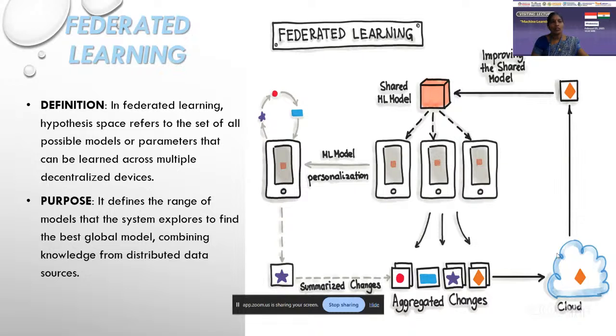It will do the calculations and send the results to the server. And also scalability is included in the case of federated learning. Okay, so that's what I've listed here. The main purpose is that it defines the range of models that the system explores to find the best global model by combining the knowledge from distributed data sources. Each and every model is going to have its own local updates, so that need to be shared only to the server for further aggregation.